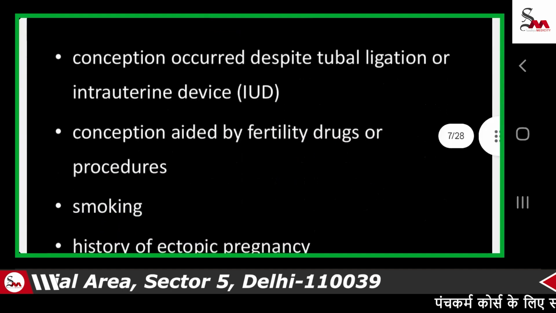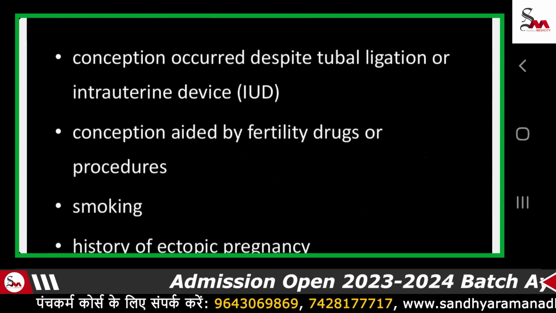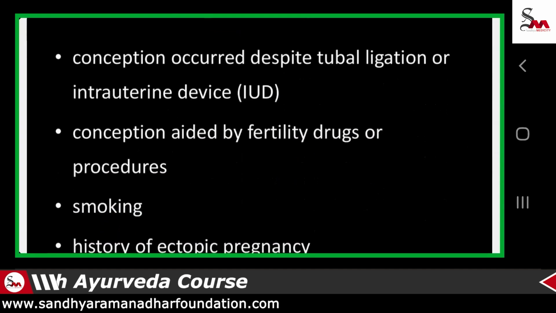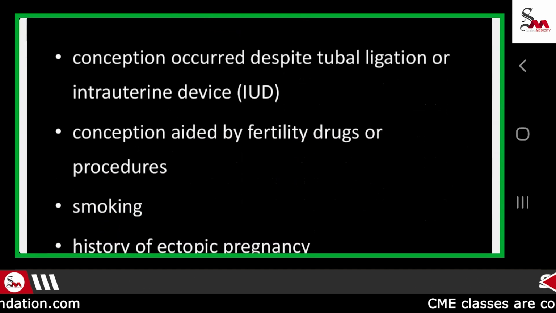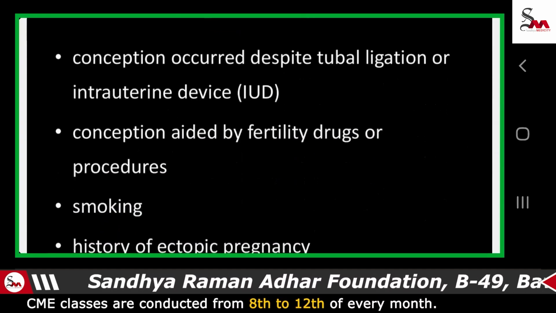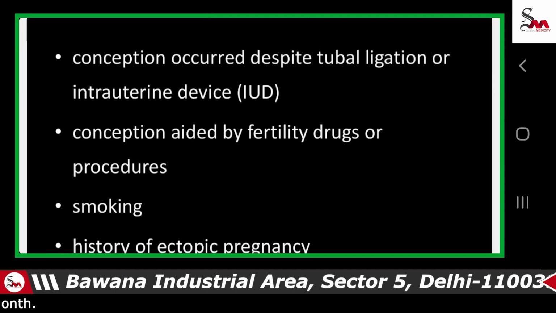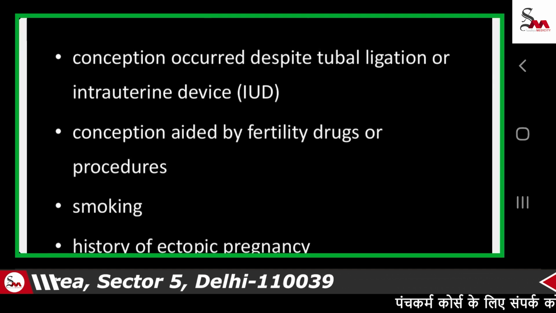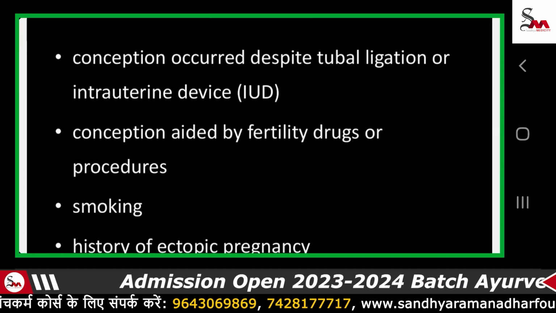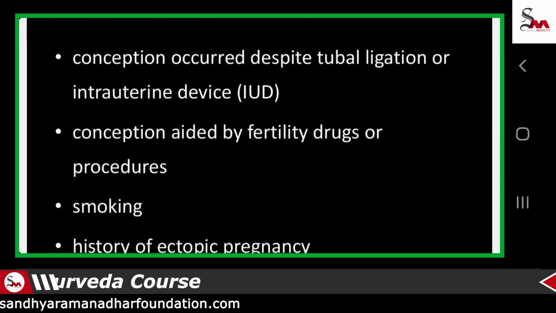Conception occurred despite tubal ligation or intrauterine device. If any intrauterine device is there, as a means of contraceptive device, and in the rarest of rare cases, it is possible that sperm may go up to the fallopian tube. But due to that device, the fertilized egg is not able to come towards the uterus. So fertilization occurs there and it continues to grow there. So this is one of the common causes of ectopic pregnancy, IUDs or tubal ligation.